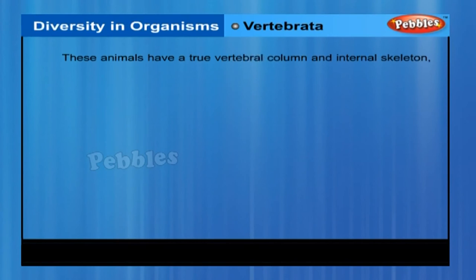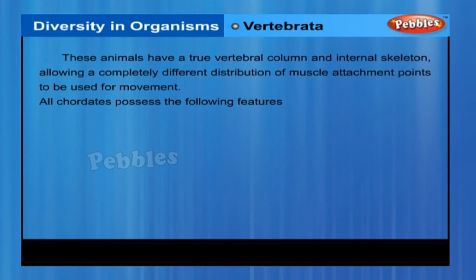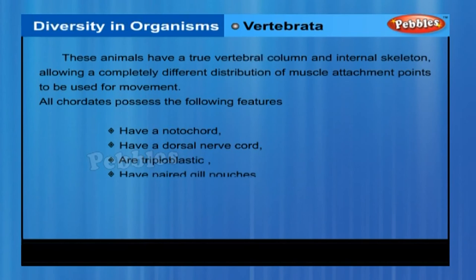Vertebrata. These animals have a true vertebral column and internal skeleton, allowing a completely different distribution of muscle attachment points to be used for movement. All chordates possess the following features: have a notochord, have a dorsal nerve cord, are triploblastic, have paired gill pouches, are coelomate. Vertebrates are grouped into five classes.